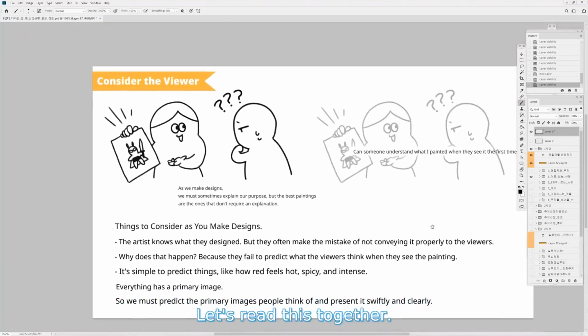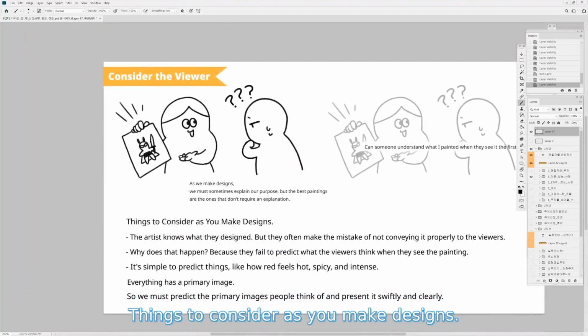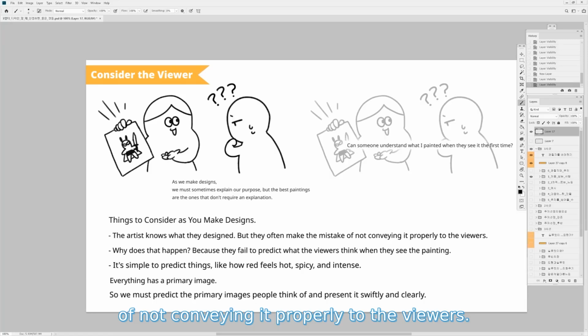Let's read this together. Things to consider as you make designs. The artist knows what they designed, but they often make the mistake of not conveying it properly to the viewers. We already know everything. As we planned the design, gathered references, combined it, fixed it, and such, we took a long time to complete the painting, so we already know all the hidden elements in it. But that's not the case for the viewers.